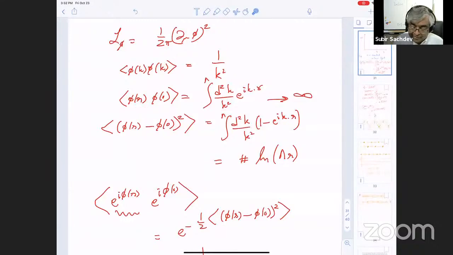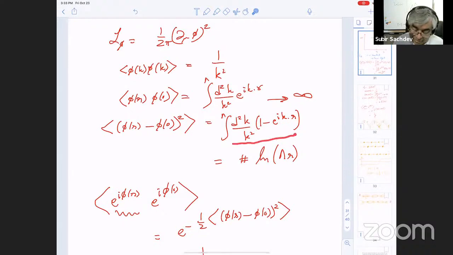But this has an infrared divergence. It goes to infinity. So this seems like a meaningless thing to do. Maybe the theory is not well defined. But then you accept the fact that what matters is not actually the value of phi, because the theory has a shift invariance, so you can shift phi by a constant and not change a thing. What matters are the differences in values of phi. So instead of looking at phi of r, phi of 0, you look at the correlator of (phi of r minus phi of 0) squared. That makes complete finite sense, even provided you put in a UV cutoff, which you're allowed to do. It's just IR cutoffs that are not allowed.